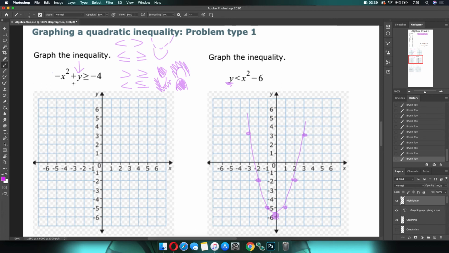Now this one will take a little bit more work because you can see the x squared is in the wrong spot. So I'm just going to add it to both sides. That leaves me with y greater than or equal to x squared minus 4.